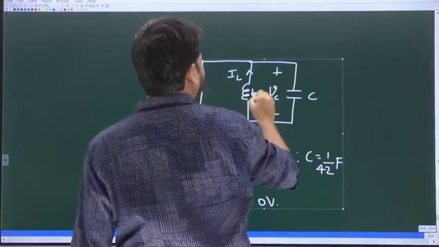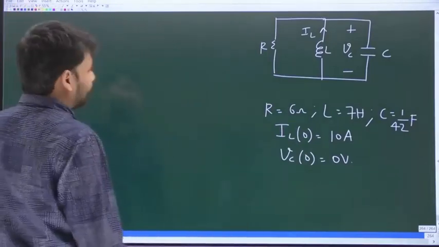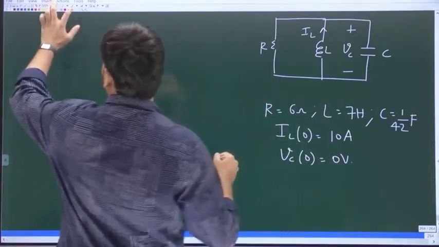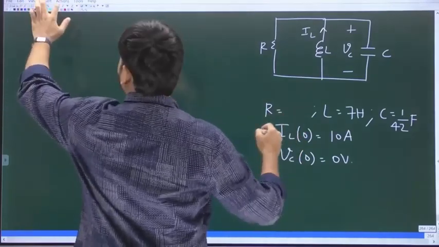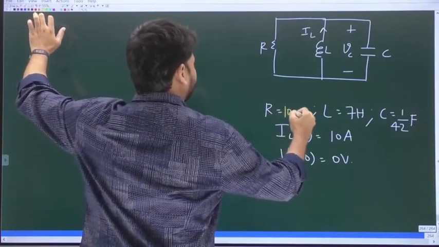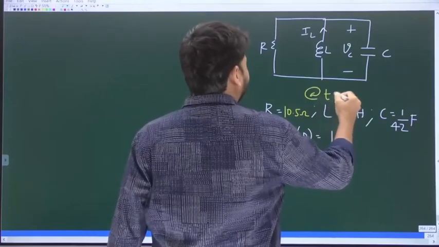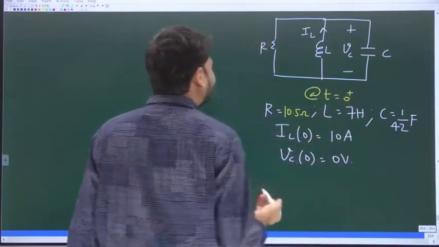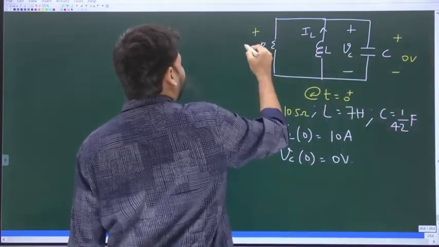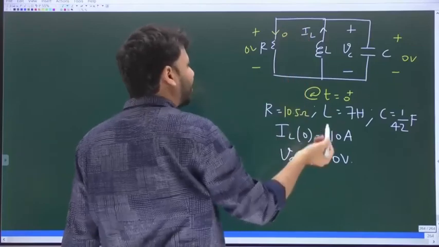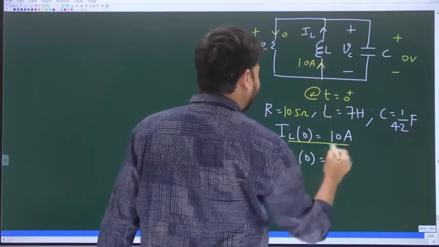Again, it is the same as what we have done for the previous two cases. So now, first of all, R is how much? It is 10.5 ohms. Right now we are looking at the circuit at t equal to 0 plus. At t equal to 0 plus, what is the drop across the cap? 0. So what is the drop across R? 0. What is the current through R? 0. What's the current through the inductor? Same as IL of 0, which is 10.